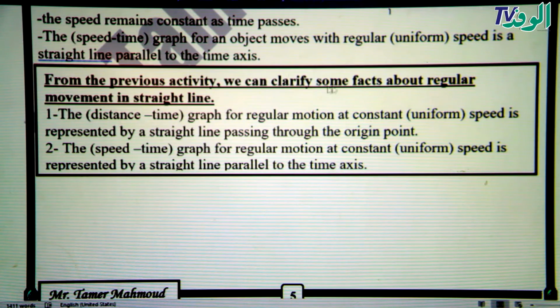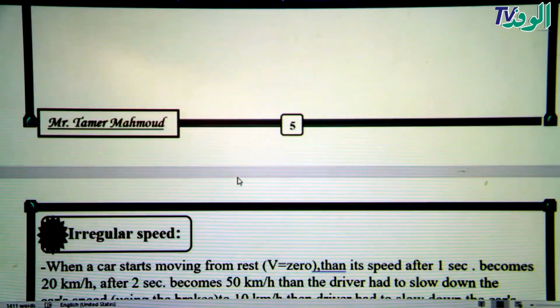You can clarify some facts about regular movement in a straight line. Number one, in a distance time graph, regular motion at a constant or uniform speed is represented by a straight line passing through the origin point, or in the speed time graph of a regular motion, constant uniform speed, it is represented by a straight line parallel to the time axis.